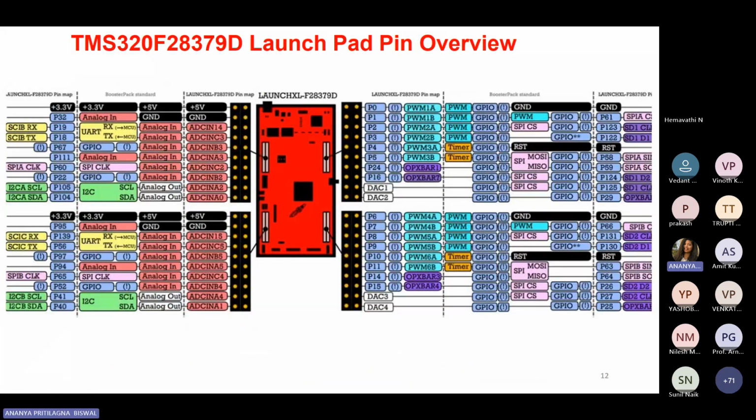This is the pin overview. I'm not going through it in detail. In the first half, one of my colleagues also shared a detailed discussion about this 3790. So I'll go over it overall.